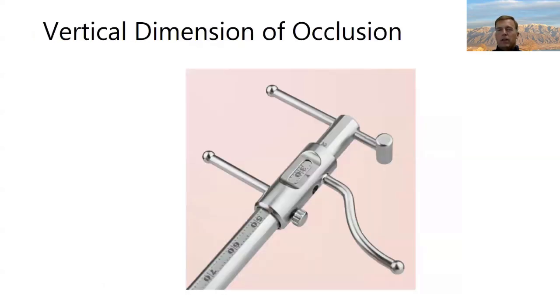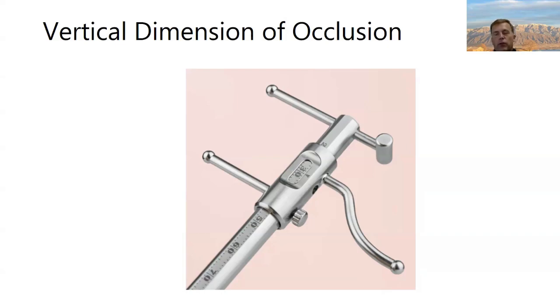Vertical dimension of occlusion. As you know, every person has an ideal jaw relationship, but a lot of our All-on-X patients aren't in that position. Some can be over-open from past restorations, but some are going to be over-closed due to loss of tooth structure and entire teeth. Some of our patients are going to have a biologically functional ideal VDO, and we're going to want to do our best to preserve that, but some we're going to need to restore.